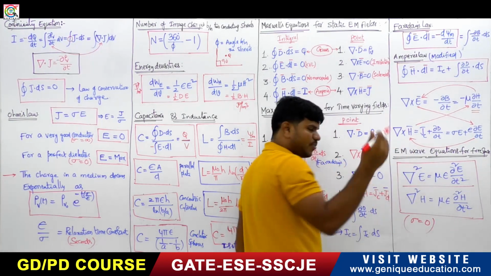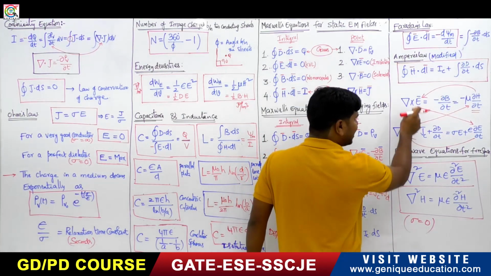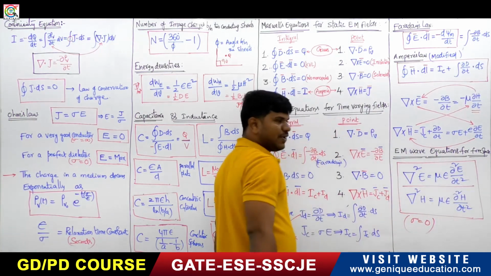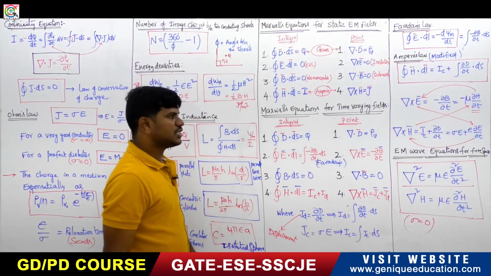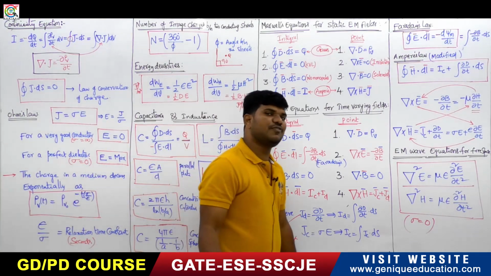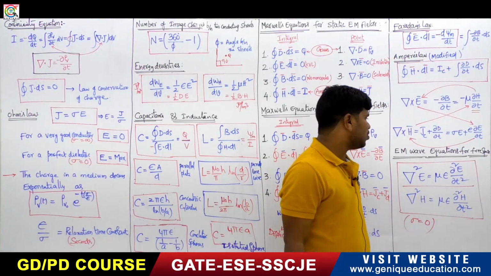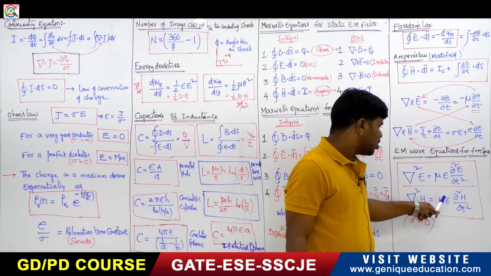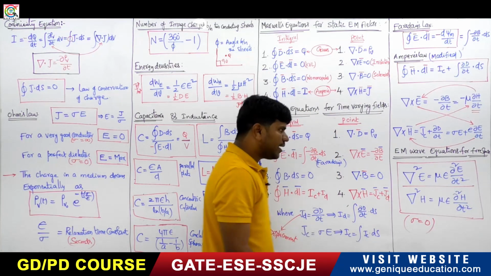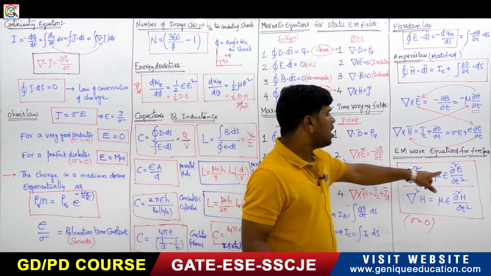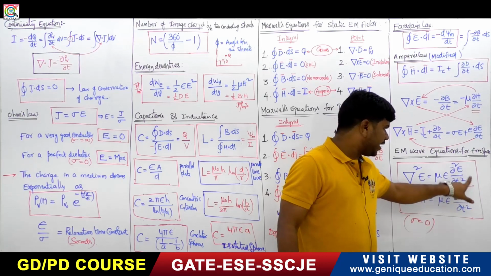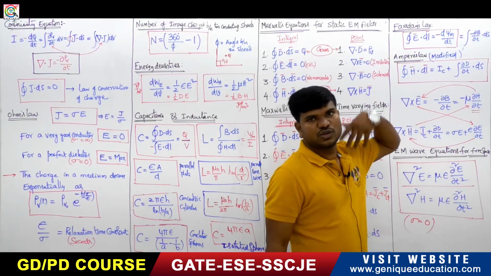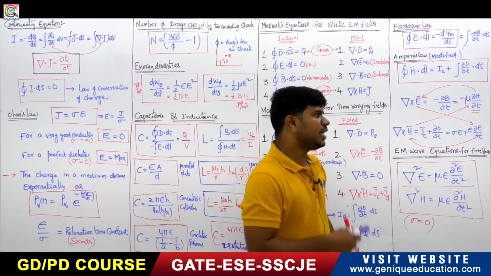That EM wave in free space, suppose I take the free space, if you rearrange these equations, we will get these waves. These are called the EM wave equations for the free space. So del square E is equal to mu epsilon dou square E by dou t square. Del square H is equal to mu epsilon dou square H by dou t square. That means if you take the source which is time harmonic, the same electric field will be varying with respect to the space.